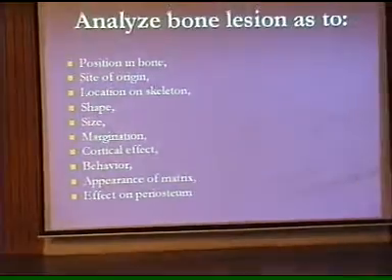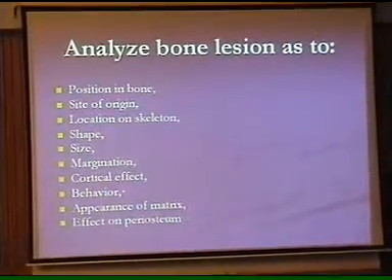Shape: is it rounded, well defined, smooth? Size: is it small or large? Margins: if they are very well defined, smooth margins, with a thin line of demarcation, that goes in favor of benign. Cortical effect: is the cortex of the bone effaced, displaced, destroyed, is it a permeative lesion, is it going into the soft tissue now?